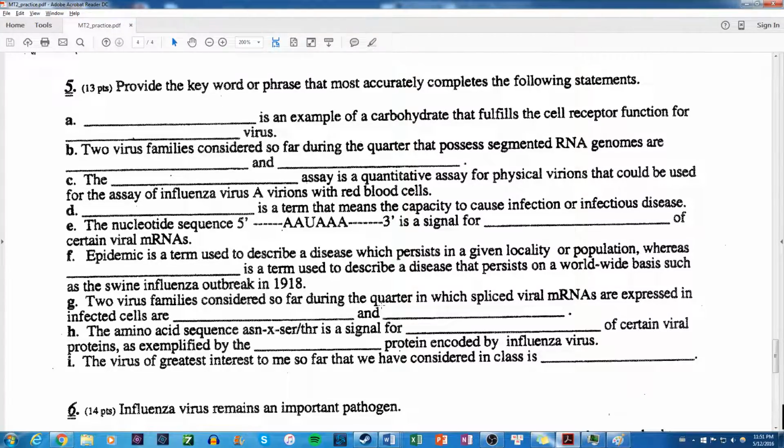G is papilloma and polyoma. You can also put orthomyxoviridae because I believe two of the genes of orthomyxoviridae, I think it's like the M2 and something else, maybe NP, are spliced. But I prefer papilloma and polyoma because they're DNA viruses and they undergo a lot of splicing. H is glycosylation and hemagglutinin. And for this question, I thought it was Dr. Samuels asking what is Dr.